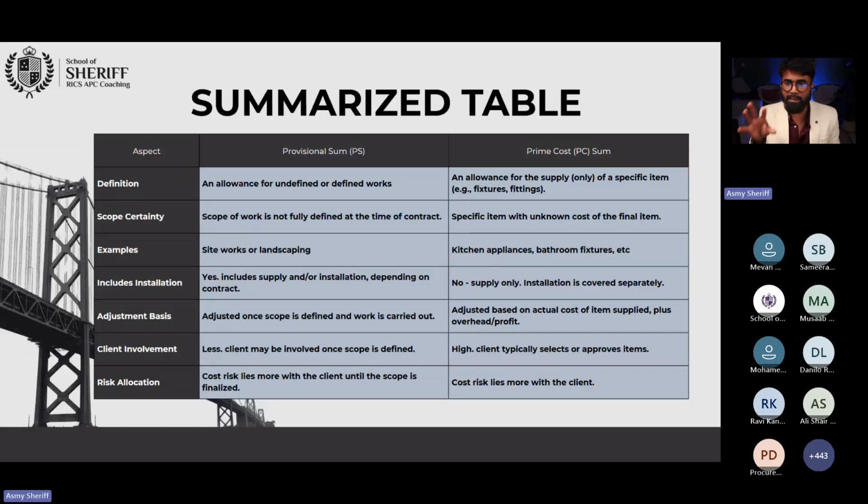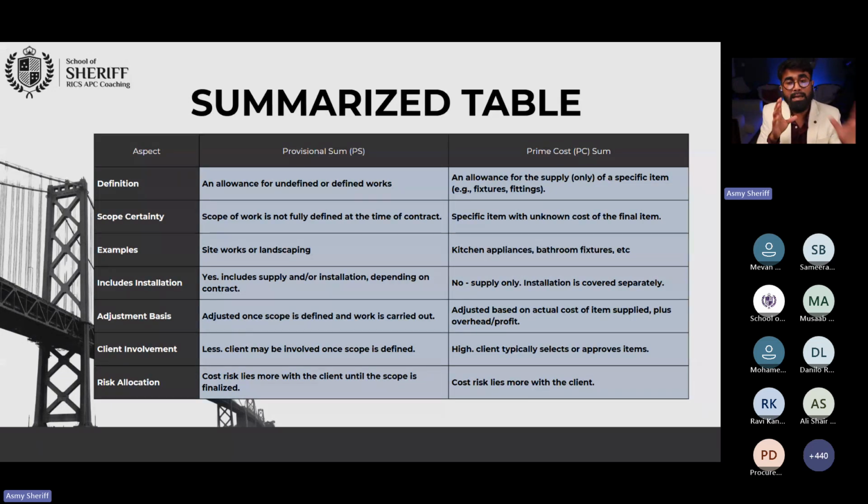Once the client selects, if he's going to select a small tank, 2 people. If he's going to select a big tank, I need 20 people. So all the installation, fixation, additional cost, overhead and everything will come later. And how are you going to adjust it? For provisional sum, adjust based on the instruction, of course, based on the exact work that you are going to execute. But for prime cost, you adjust based on the actual product that you buy, the actual installation cost, and the actual overhead and profit that you incur.